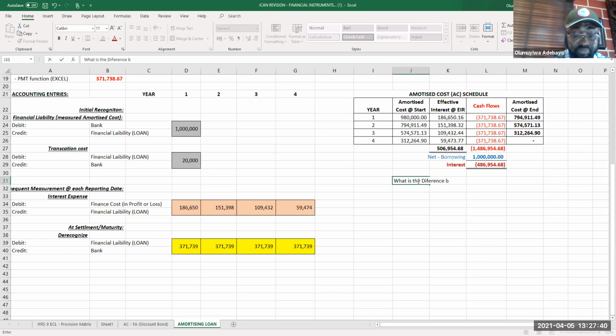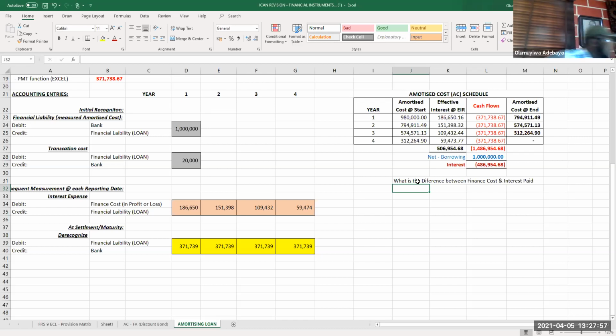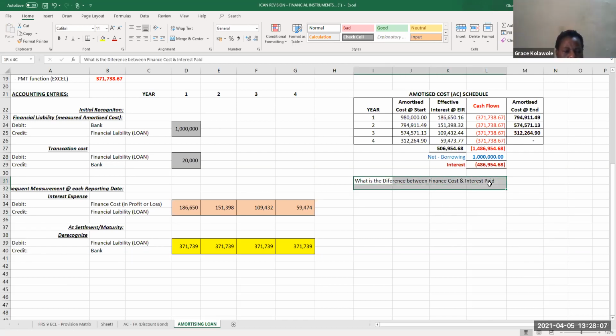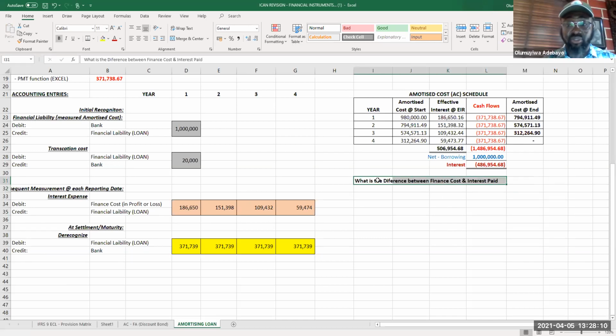between finance costs and what? Interest paid. Who can guess what is the difference? Who can guess what is the difference? I think it's a transaction cost. Is the transaction what? Cost. Thank you.